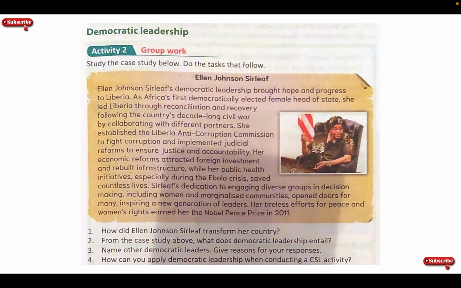Question 1. How did Ellen Johnson Sirleaf transform a country? So number 1 is peace building. She helped her country recover after a long civil war. 2. Fixing systems. She improved the courts and started a group to stop corruption. 3. Rebuilding. She brought in money from other countries to fix roads and buildings. 4. Saving lives. Her health programs helped people during the Ebola crisis.